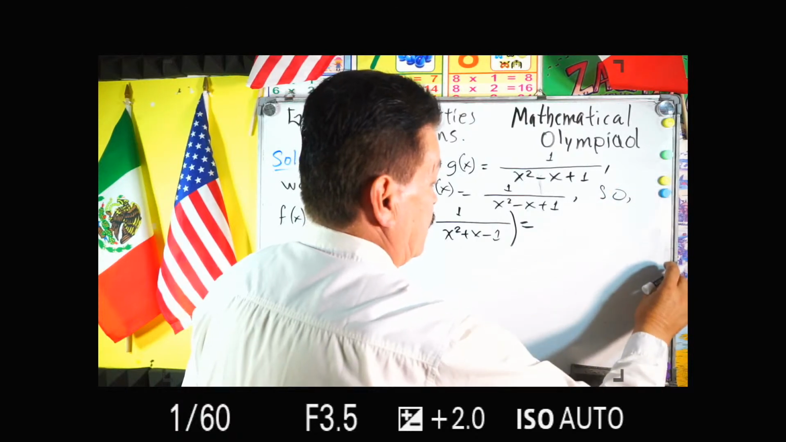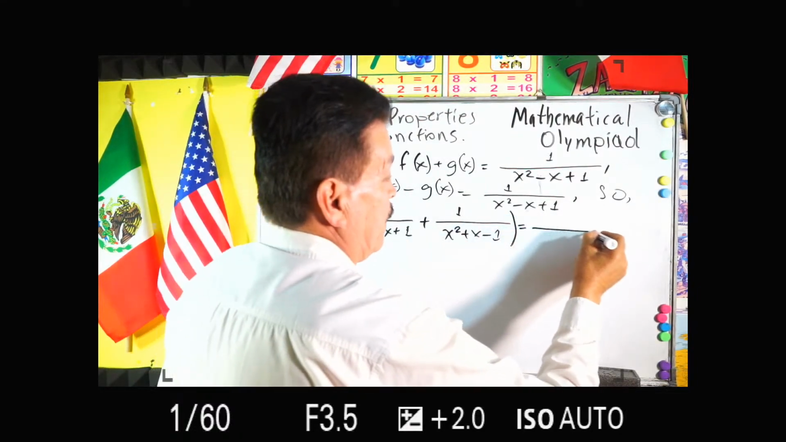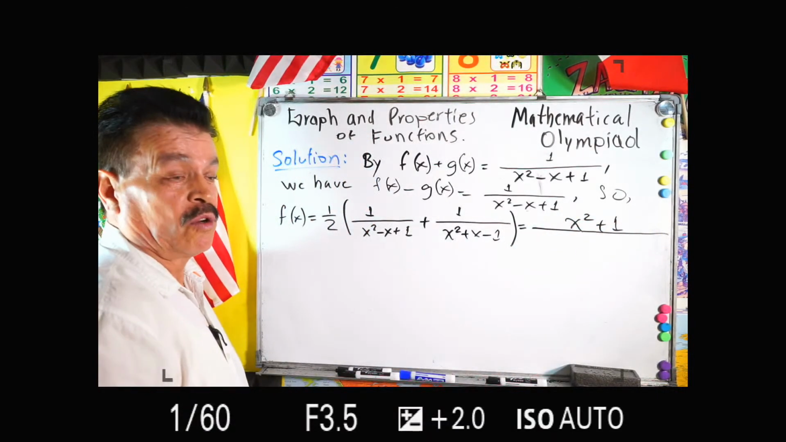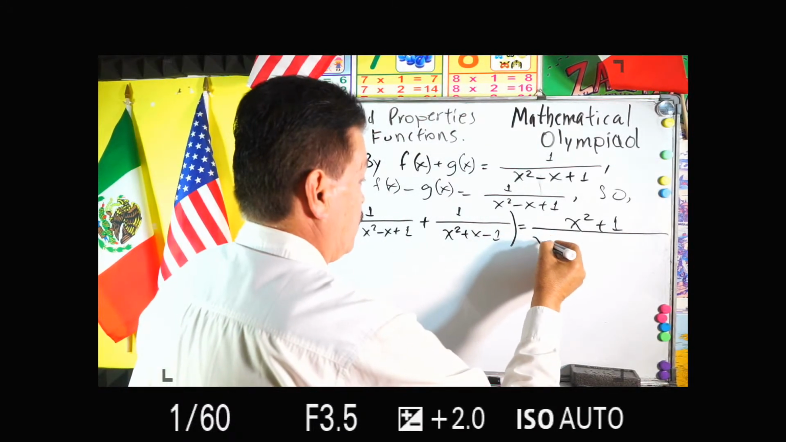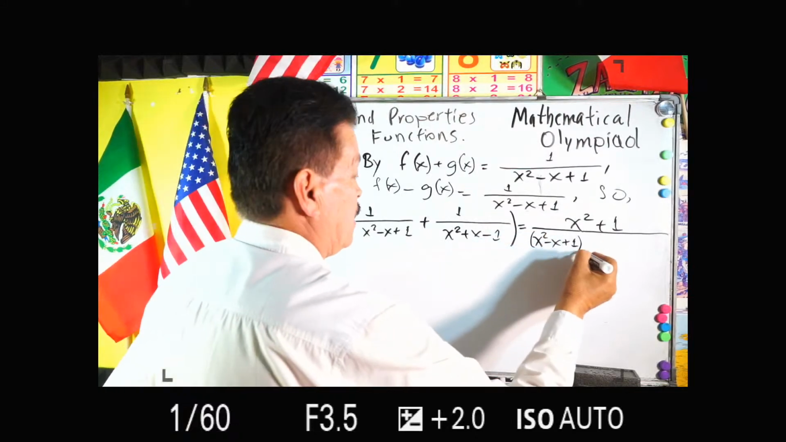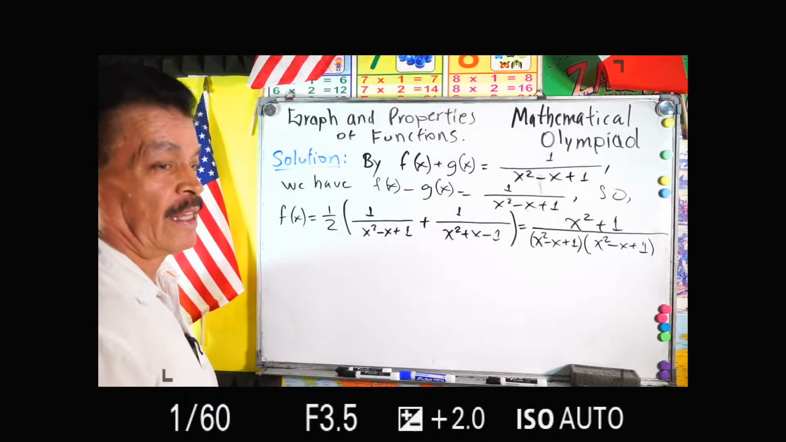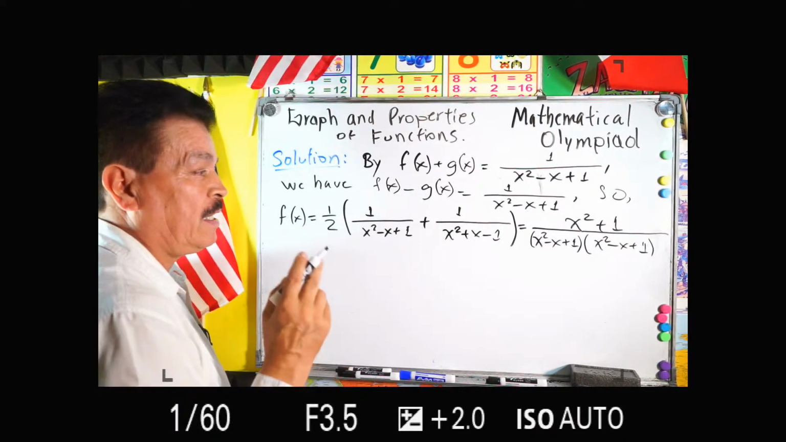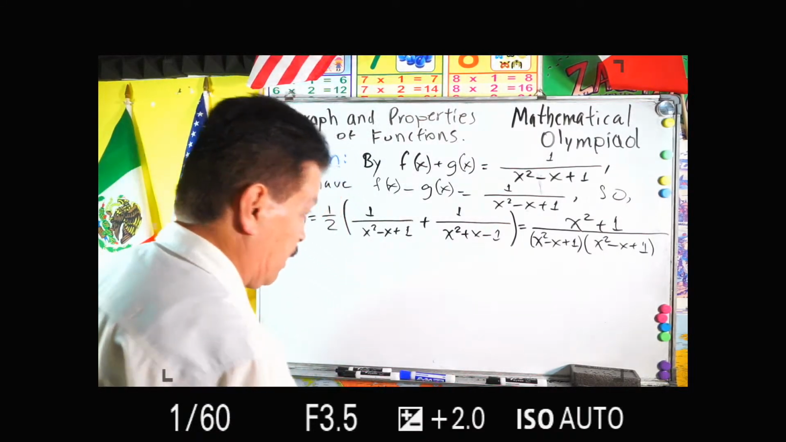Let's see here. I will write a big fraction: x squared plus 1 on top, and in the bottom the denominator, x squared minus x plus 1 times x squared plus x plus 1. See, right there. Okay, so now next step, look at this. This is Mathematical Olympiad. We need to be very smart and combine all the skills, all the strategy that you know right now, to this point.